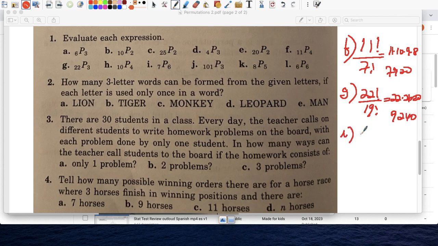H, 10 factorial over 6 factorial. 10 times 9 times 8 times 7, that's 5,040, by the way. I, 7 factorial over 7 minus 6, which is 1 factorial, so that's just 7 times 6 times 5 times 4 times 3 times 2. We get 5,040 again.